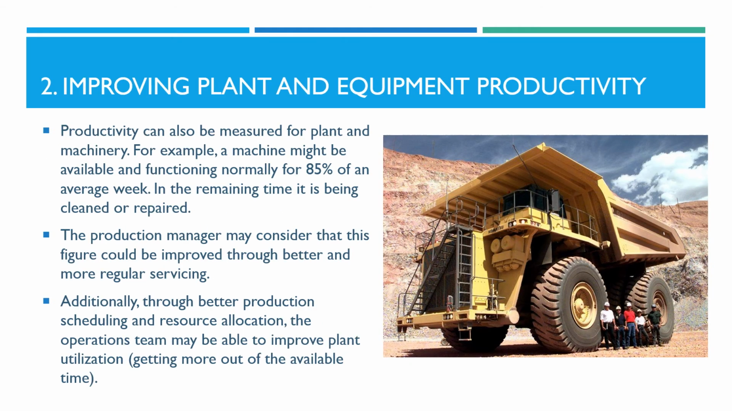Productivity can also be measured for plant and machinery. For example, a machine might be available and functioning normally for 85% of an average week. In the remaining time it is being cleaned or repaired. The production manager may consider that this figure could be improved through better and more regular servicing. Additionally, through better production scheduling and resource allocation, the operations team may be able to improve plant utilization, getting more out of the available time.